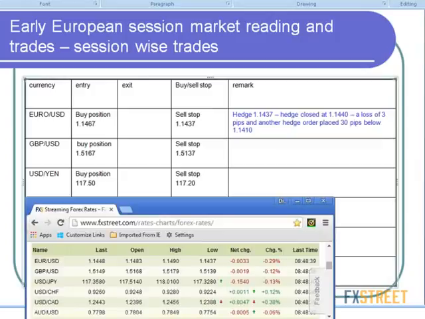So I narrated here that the hedging is closed with a loss of 3 pips and then subsequently I kept another hedge order 30 pips below. And once they start gaining the levels, I'll move the hedge upward. So that way the hedging can be handled. And in case the hedging is making profit for 10 to 30 minutes, then keep stop at entry in the hedging and let them come down anywhere.